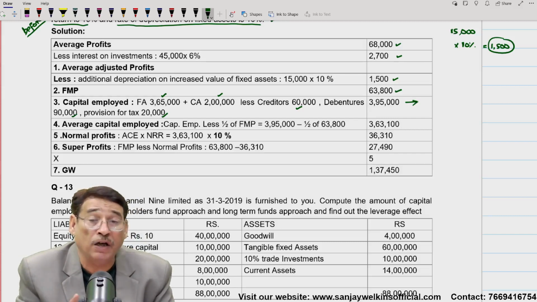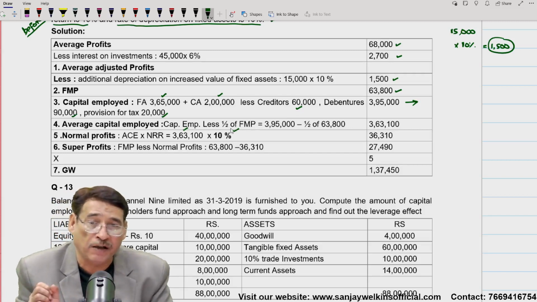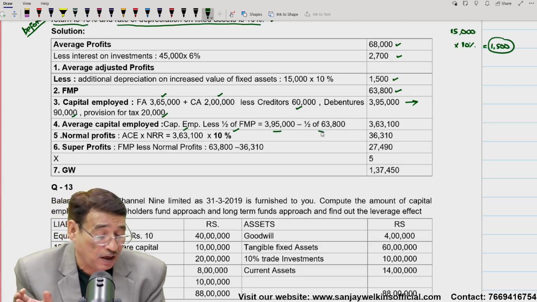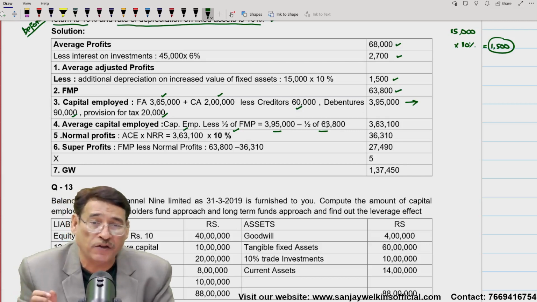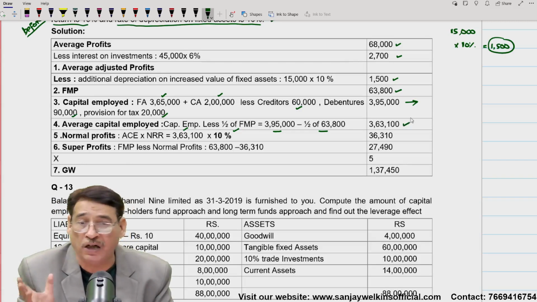In this question, we are also being asked to compute the average capital employed. In this case, I cannot use the formula opening capital employed plus closing capital employed. So as a second alternative, I will use closing capital employed less 1/2 of future maintainable profit. Our closing capital employed is 3,95,000 and our future maintainable profit is 63,800. 1/2 of that I will subtract from 395 to get my average capital employed, 3,63,100.